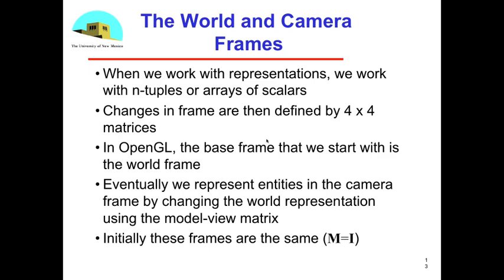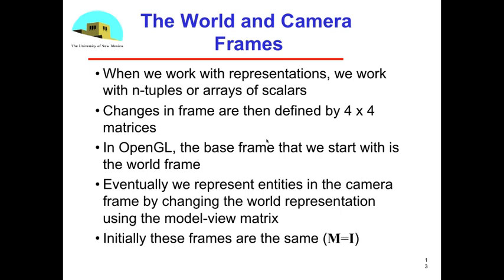Okay, so finally, the 2 that we care about the most, and this is what we're going to be looking at over the next few lectures, are the world and the camera frames. They're the obvious ones. I need to go from one to the other, and we will generally, in any version of OpenGL, start with the world or object frame, and then we're going to use an affine transformation, or equivalently a 4x4 matrix, to change that.